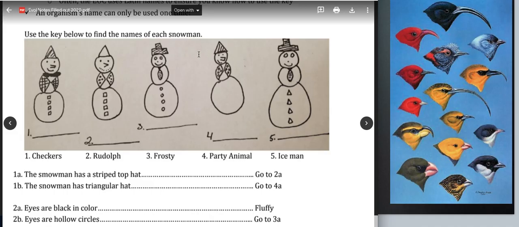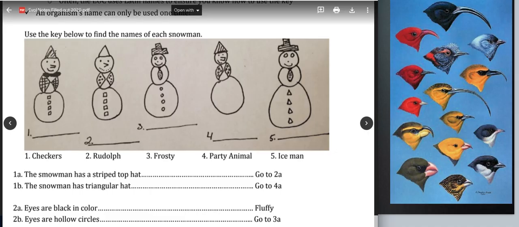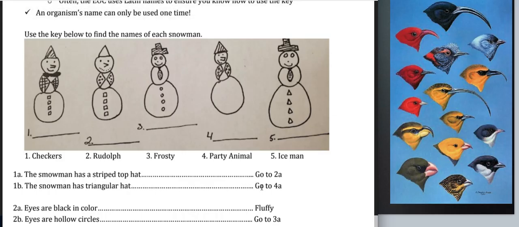Now, this key, I made this myself, but notice how in all keys, they try to trick you. This is a triangular hat, but it is striped to try to confuse you. That's what a key is going to do, especially for the biology EOC. So this is a triangular hat, though it be striped. So what do I do? Well, the snowman has a triangular hat. So I'm going to do what the key says, and it says go to 4A.